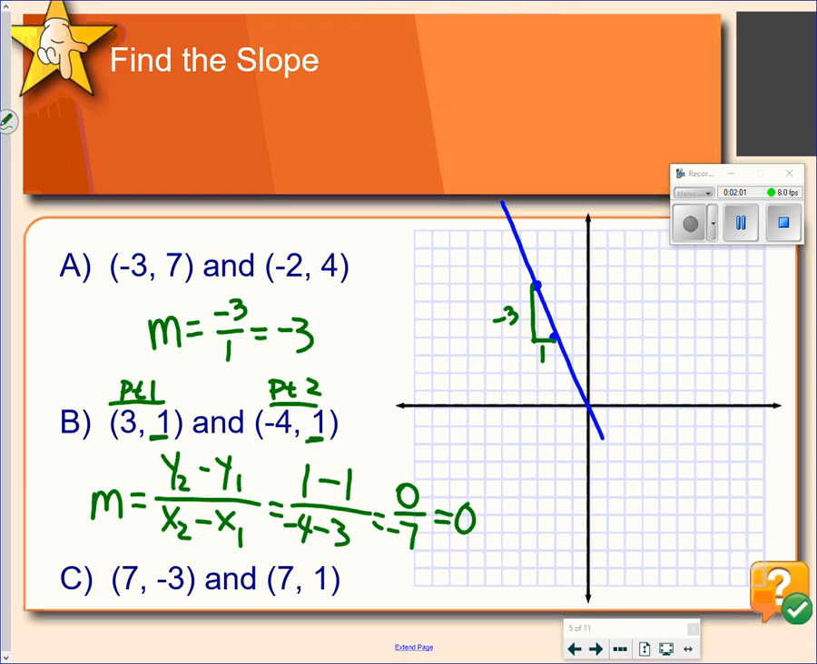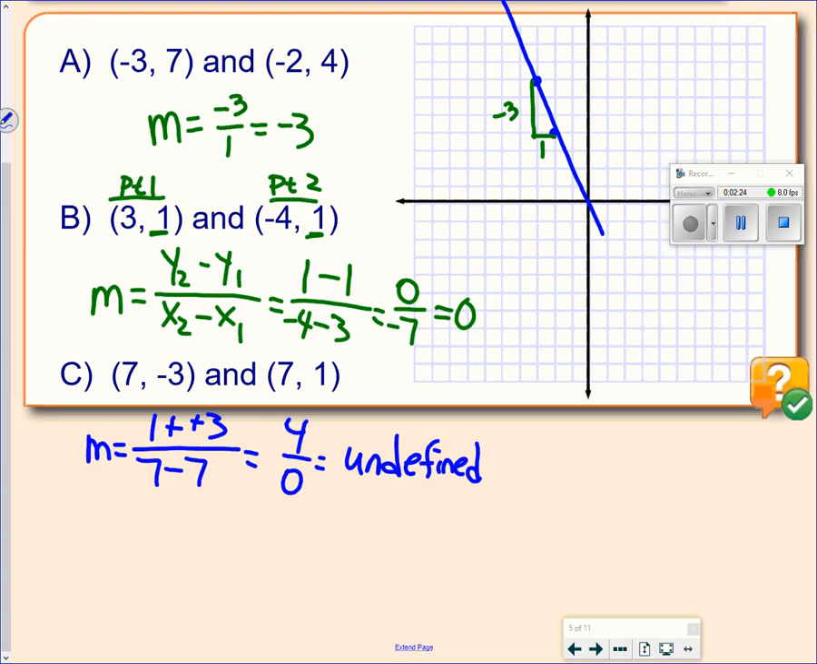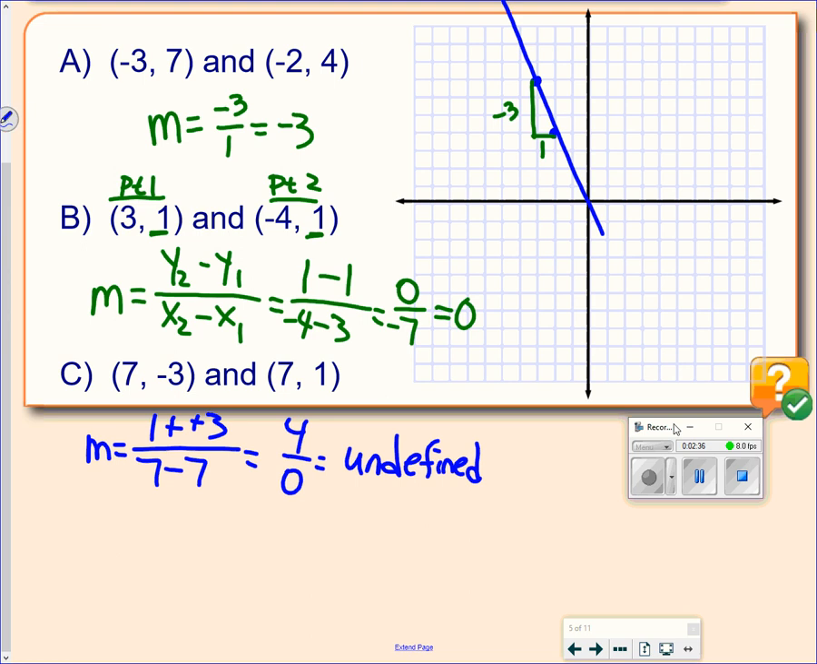And in our third example, slope equals y2 minus y1 over x2 minus x1 gives us 4 over 0. 0 in the denominator is undefined, so we cannot calculate it. The slope is undefined. If we graph it, that ends up being just a vertical line. We have a point at 7, 3, and a point at 7, 1. It's a vertical line.